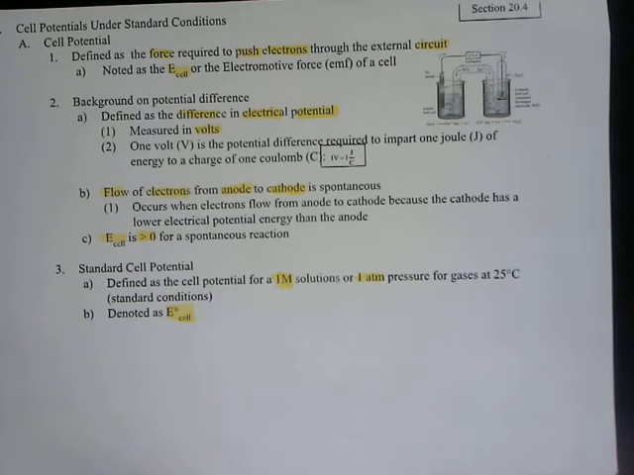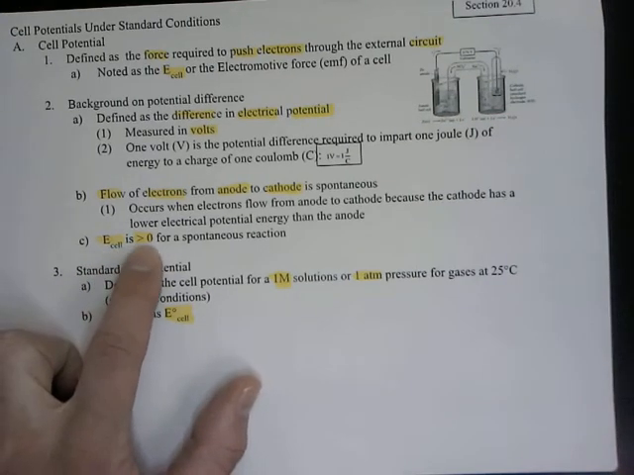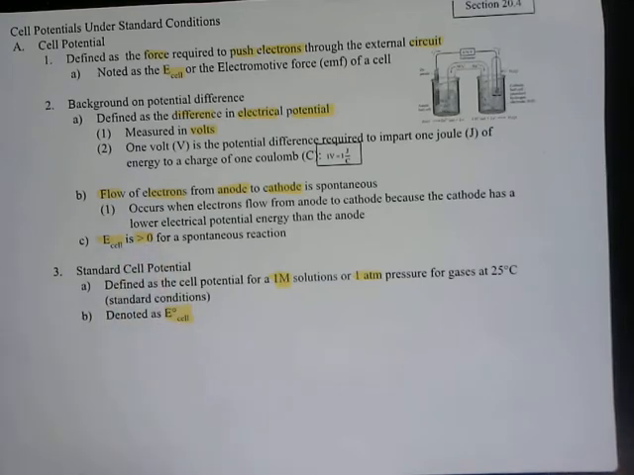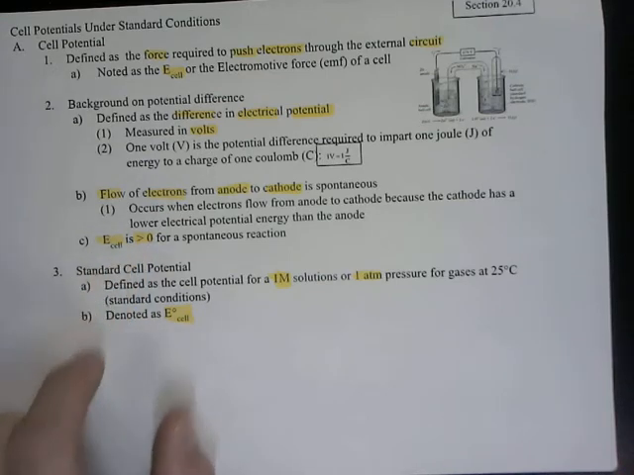The other thing that is very important is that the cell potential is greater than 0 for a spontaneous reaction. In other words, we're going to have a positive number for a spontaneous reaction. And this is really important as we start to do some problems.